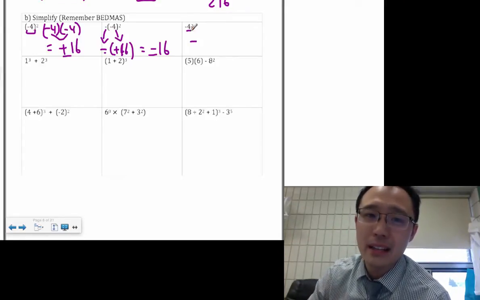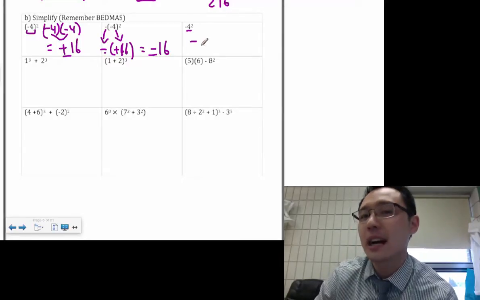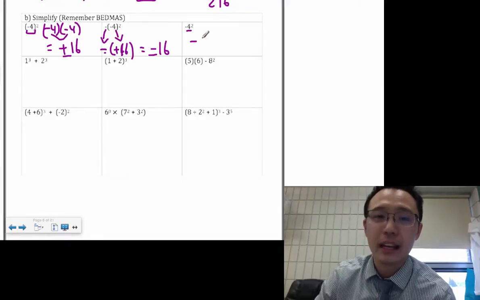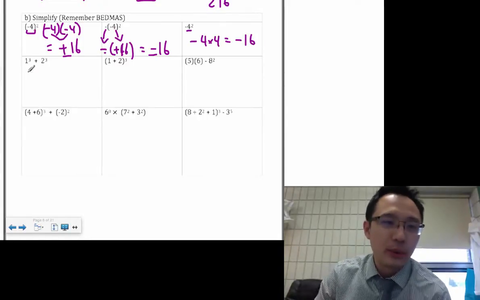This one does not have brackets, so that negative sign is not going to be squared. It's like an outside sign. So this is going to be -4 times 4, which is -16. There you go. Ooh, more stuff.